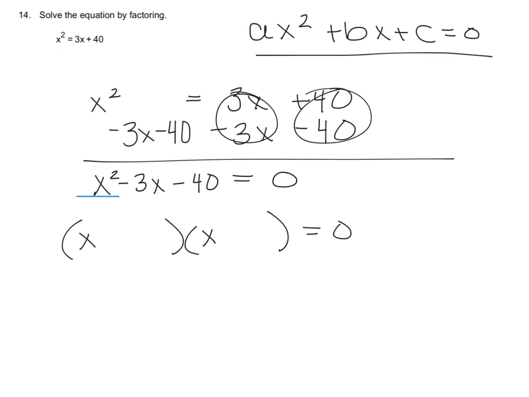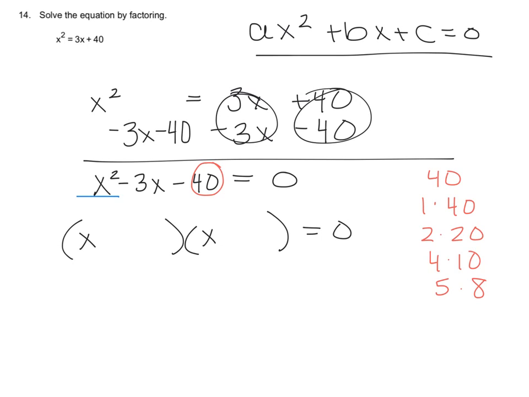Next, we need to look at the constant term, which is a 40. And we'll list the factors of 40. We have 1 times 40, 2 times 20, 4 times 10, and 5 times 8.